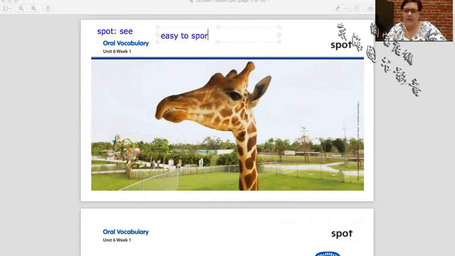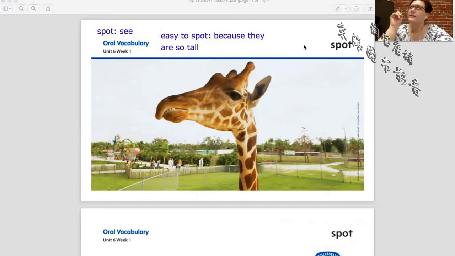Why? Because they are so tall. Okay, so to spot means to see something. Okay, so you might spot something in the sky, or you might spot something really big like a giraffe. Okay, so what would you spot in the sky at night? Yeah, you might spot the moon or stars, right? Okay, so to spot means to see something, okay?